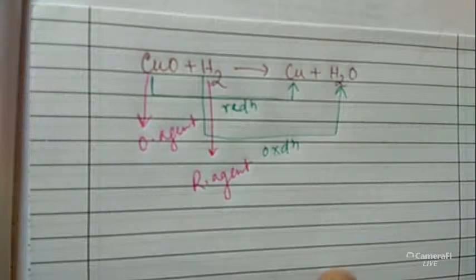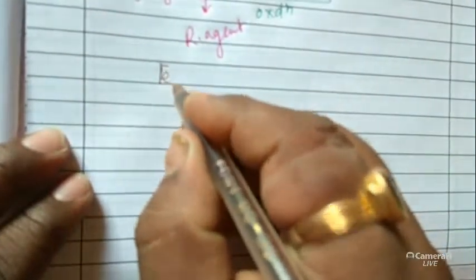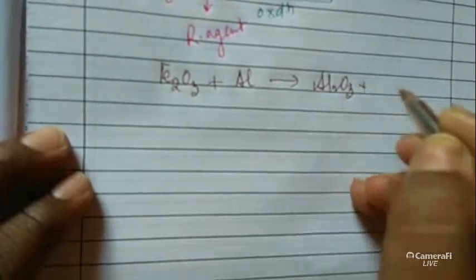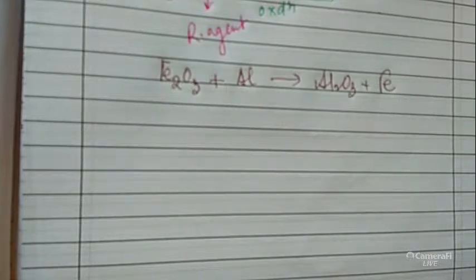Okay, now I am giving you another reaction. In this reaction you have to find out where oxidation and reduction have taken place. The reaction is just like this: Fe2O3 plus aluminium gives Al2O3 plus iron, Fe. Now, in this reaction, you identify where oxidation and reduction have taken place. Okay, this is the second reaction.